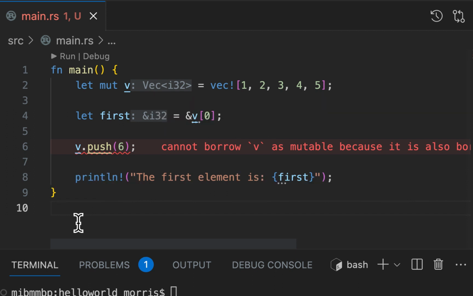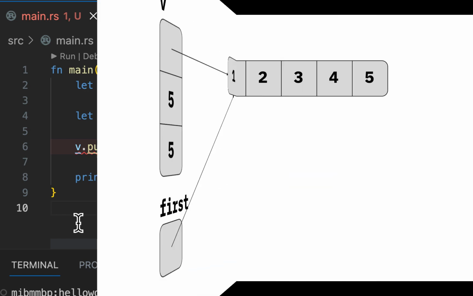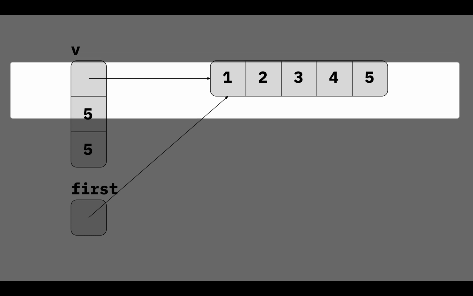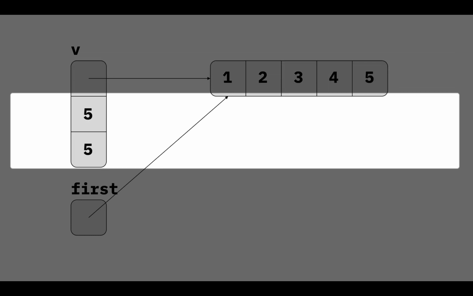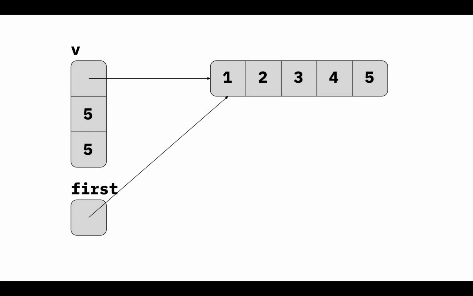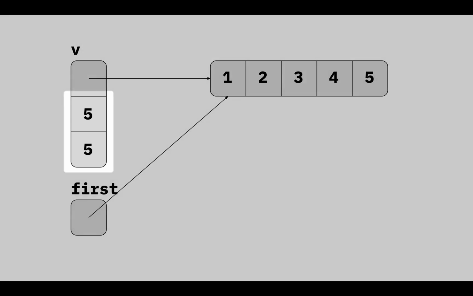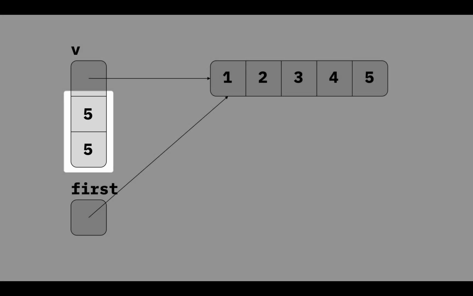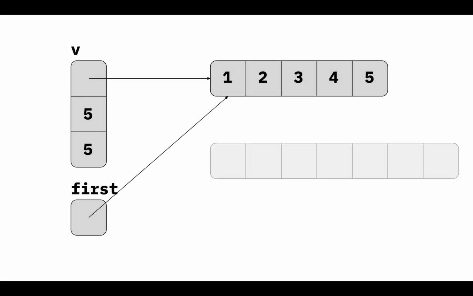To answer our question, let's imagine what's going on in memory. The vector is actually a pointer to the contiguous data on the heap, as well as the capacity and length of that data. And first just points to a single element on the heap. So when we push 6 onto that vector, if the capacity was greater than the length, then everything would be safe. But if the vector was already at its capacity, like in our diagram, then to keep the elements all contiguous, we need to allocate new memory on the heap and copy over all of the item values.